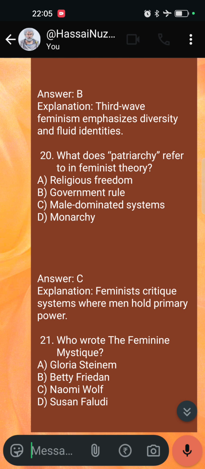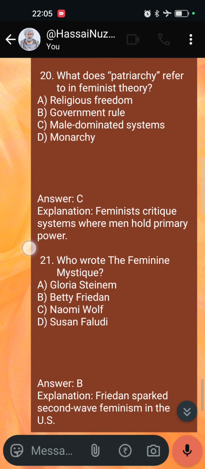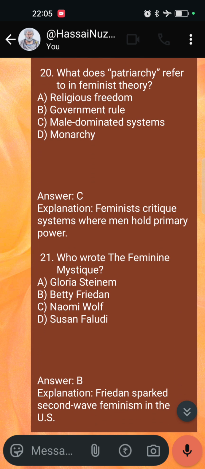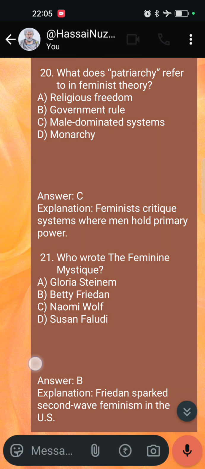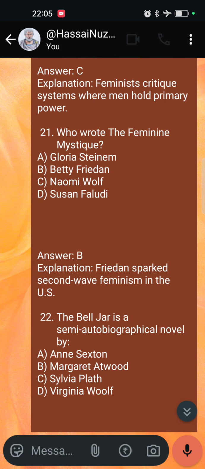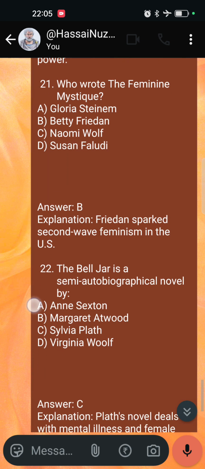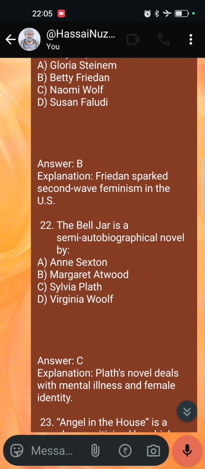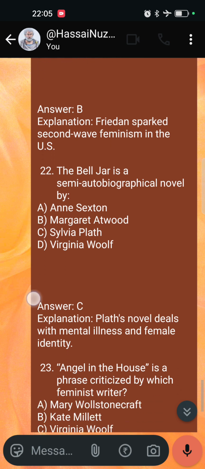21st question. Who wrote The Feminine Mystique? Answer is B. Betty Friedan. Friedan sparked second wave feminism in the US. 22nd. The Bell Jar is a semi-autobiographical novel by? Answer is C. Sylvia Plath. Plath's novel deals with mental illness and female identity.